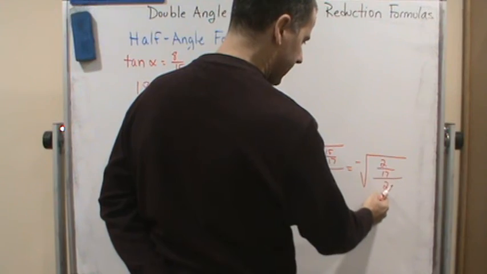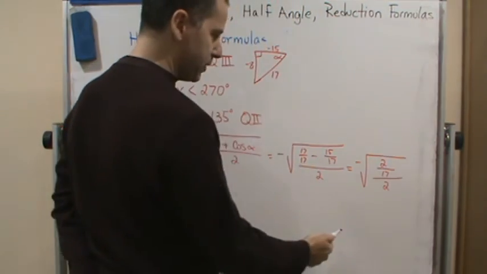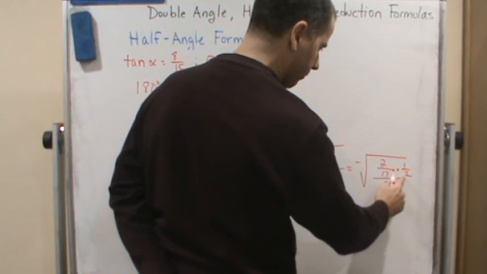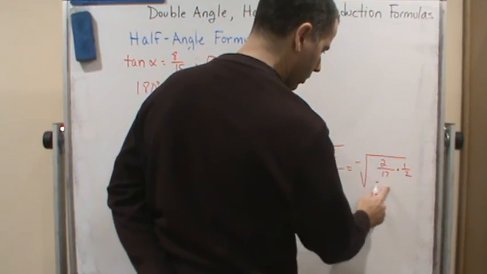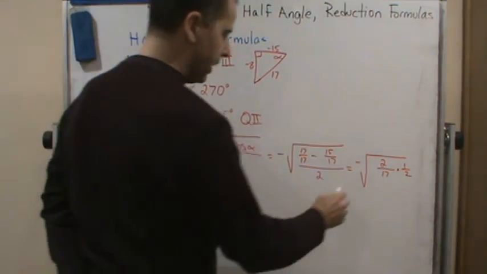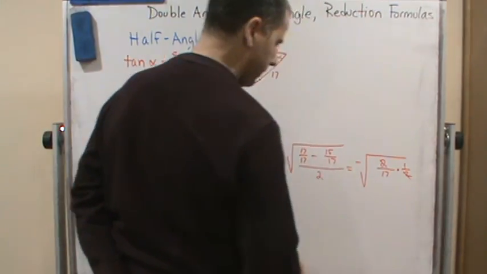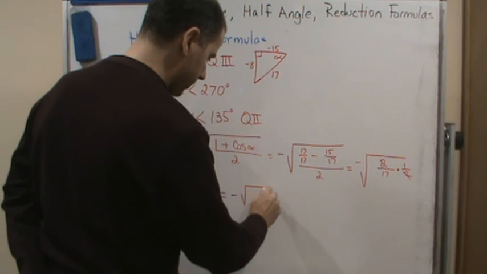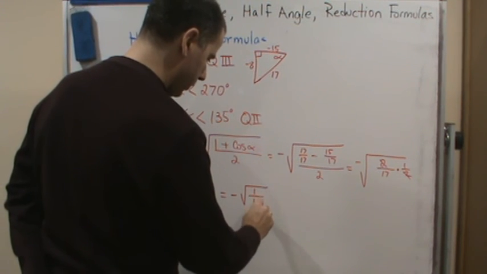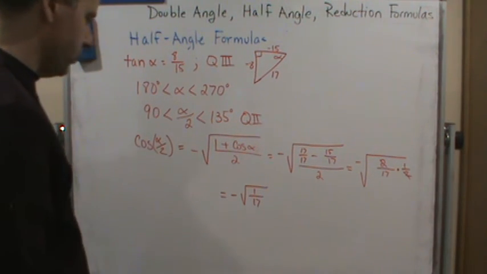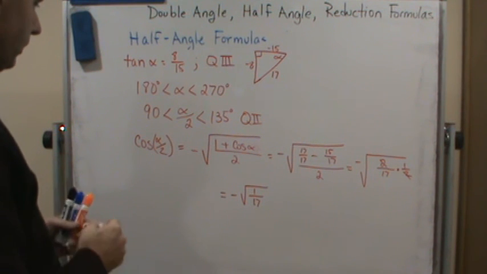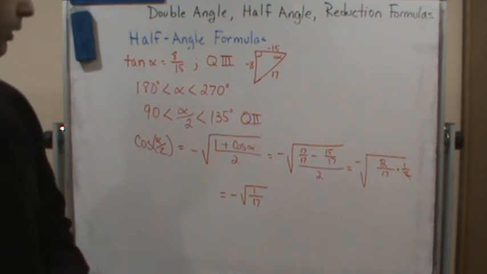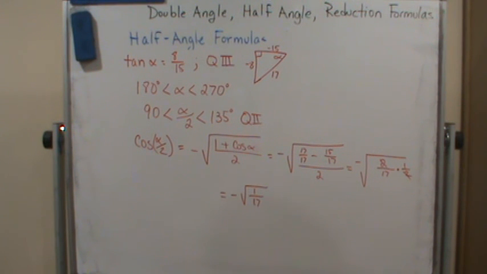Now, 2/17 divided by 2 is the same as multiplying by a half, which then cancels the 2's, and then we end up with negative square root of 1/17. And that is our final answer. Okay, come back next time and we'll do the last one, tangent.